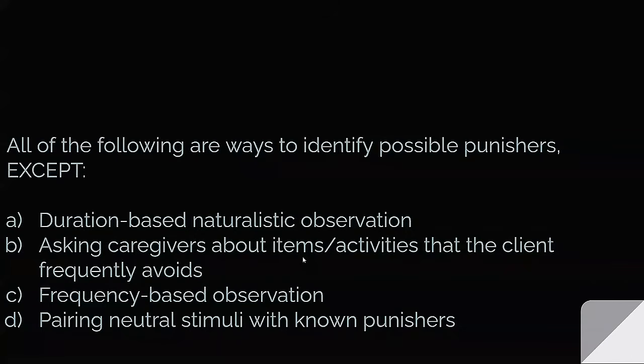Moving on. Okay. All of the following are ways to identify possible punishers, except A, duration-based naturalistic observation, B, asking caregivers about items, activities that the client frequently avoids, C, frequency-based observation, or D, pairing neutral stimuli with known punishers.